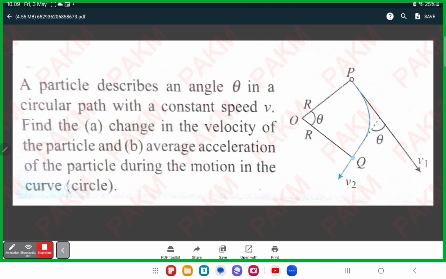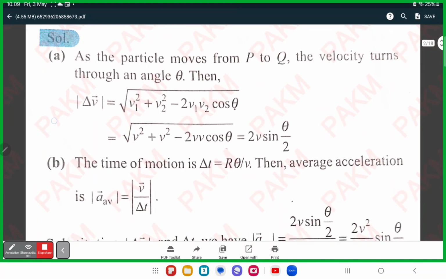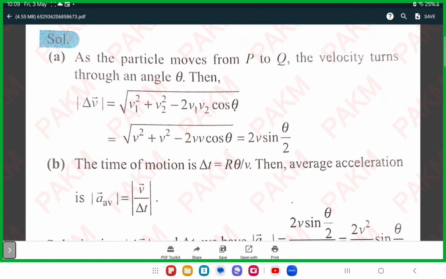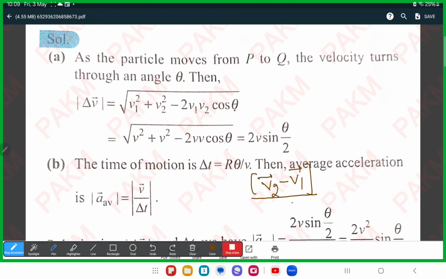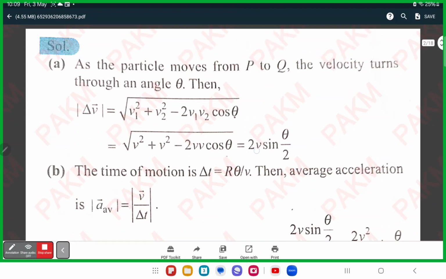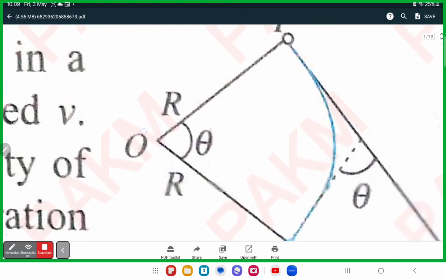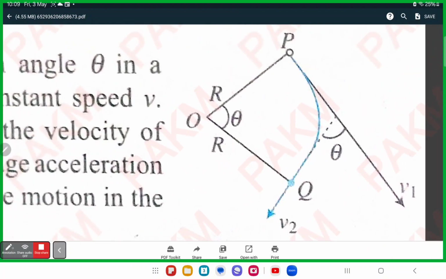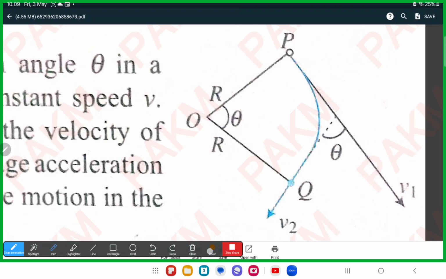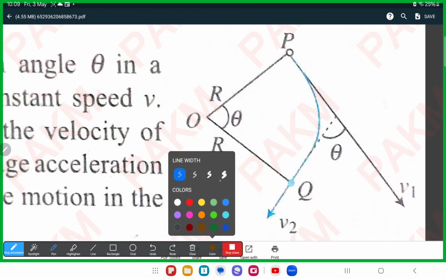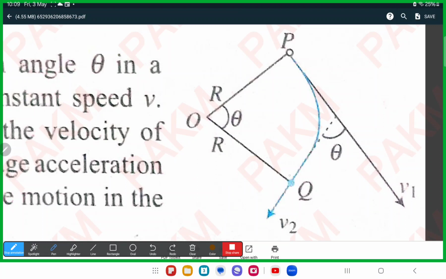Fine. So let's see the situation. Since it is a vector addition, here you can see this is a detailed diagram. You had better notice the diagram, because the diagram plays a very important role. For the sake of this calculation, we first have to evaluate v2 minus v1.